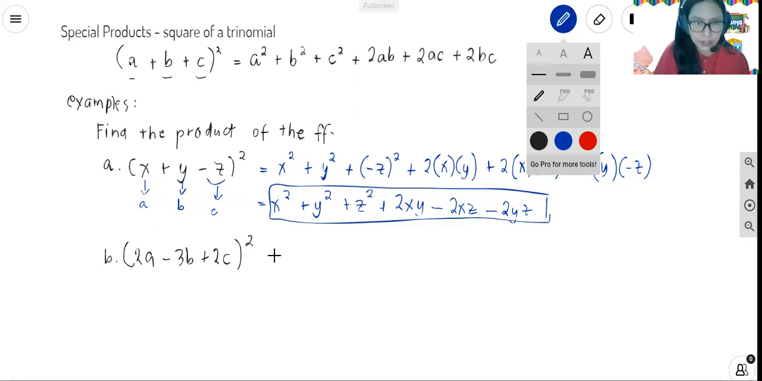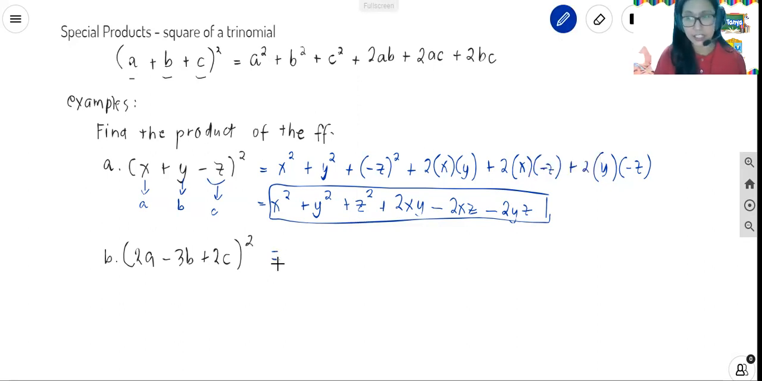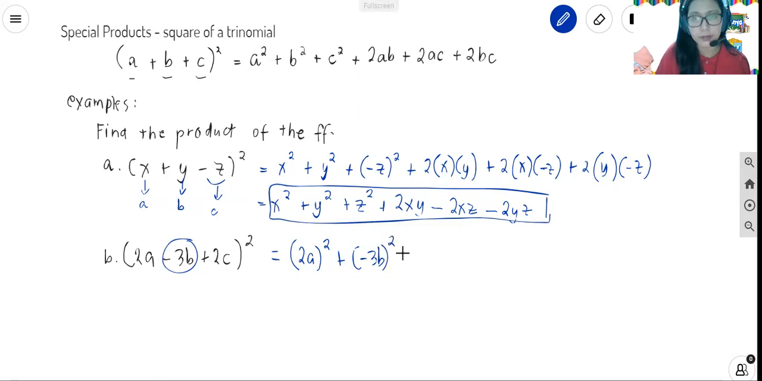So again, notice that there is again a term that has a negative sign, and that is 3b, the second term. So we always write 3b with a negative sign. So let's start. Square the first, add the square of the second. Remember, you have to put the negative sign there.